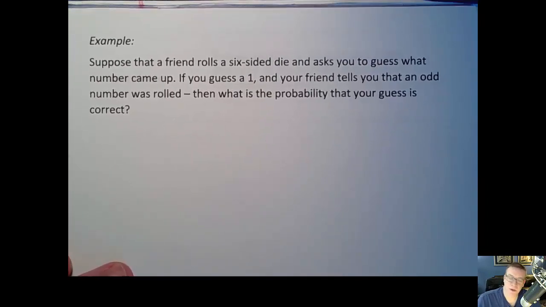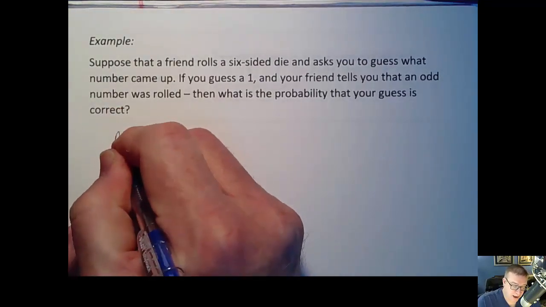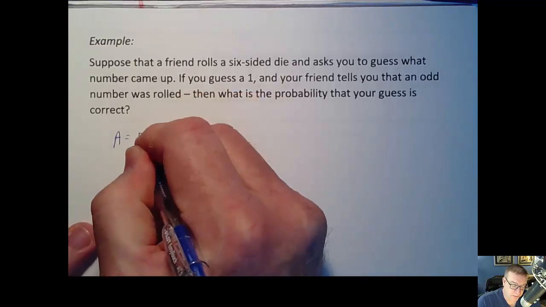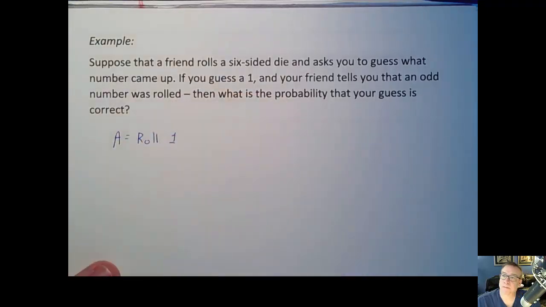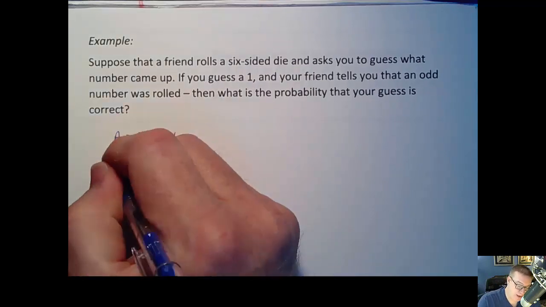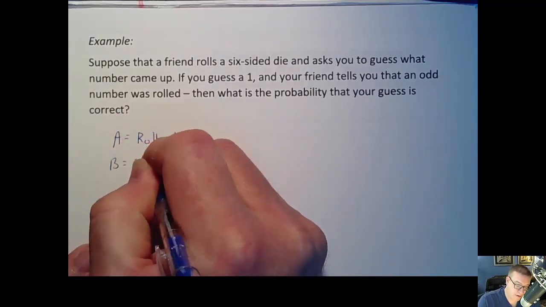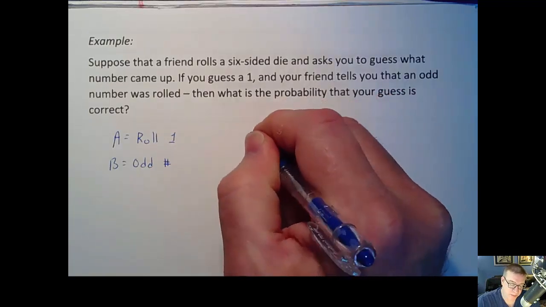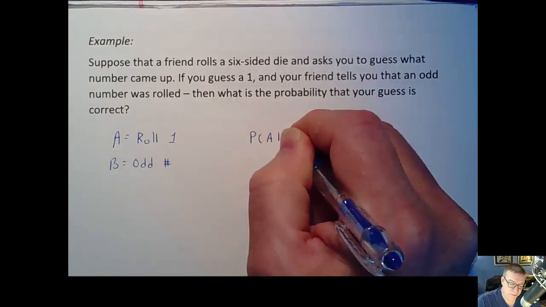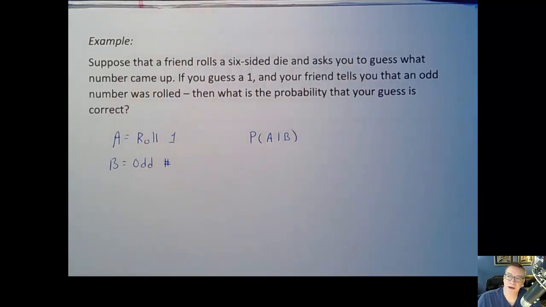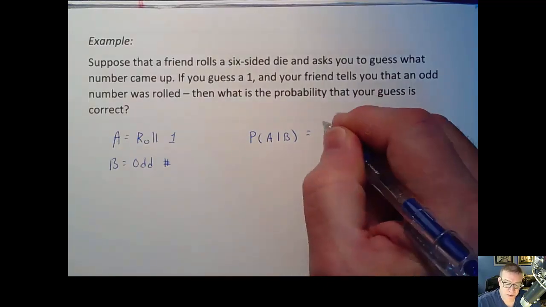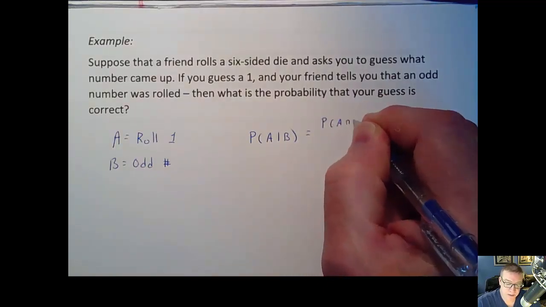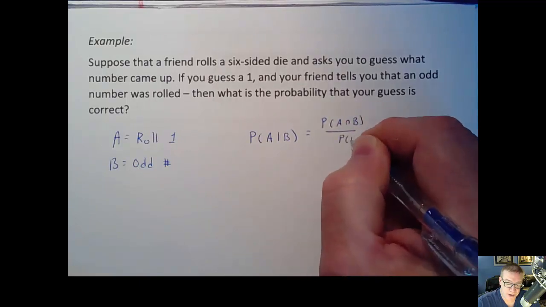Okay, so let's just think our way through this. Let's define A as the event that we roll a 1, and let B be the event of rolling an odd number. Then what we're looking to find is the probability of A given B. We want the probability that we rolled a 1 given that what was rolled was an odd number. And we know that this is equal to the probability of A intersect B over the probability of B.